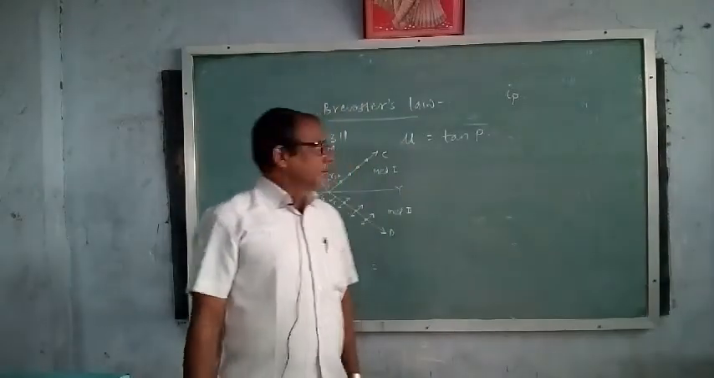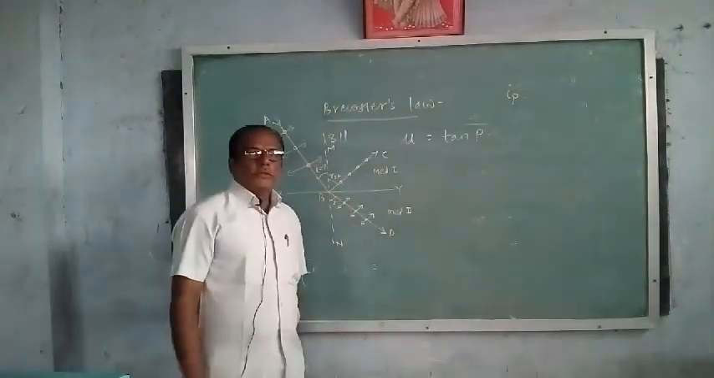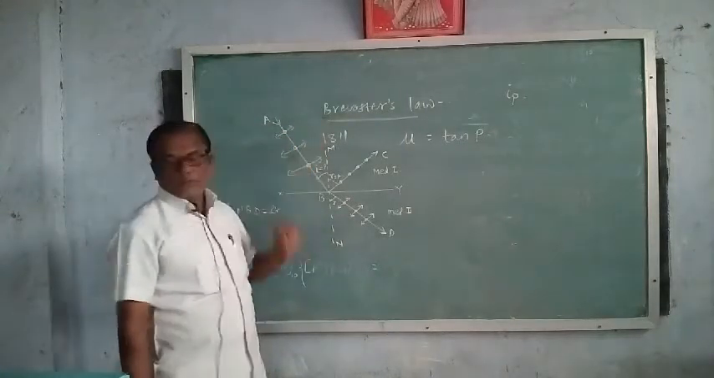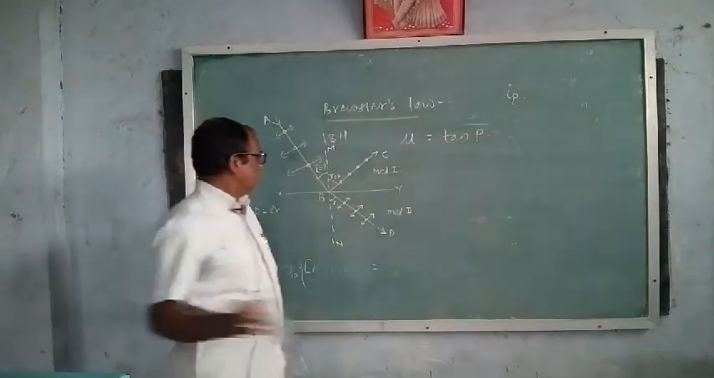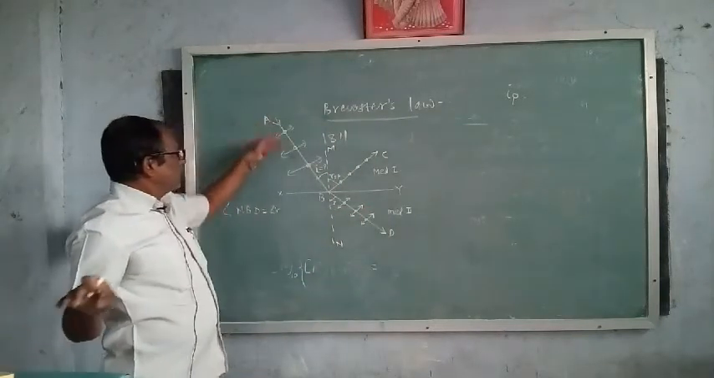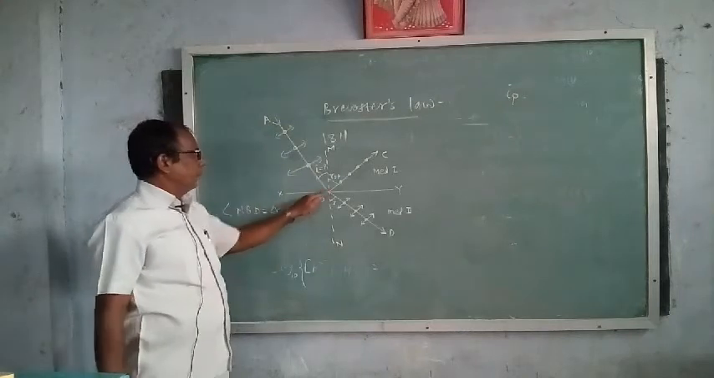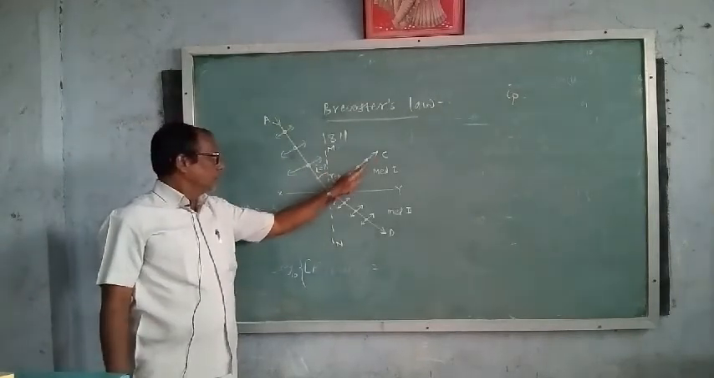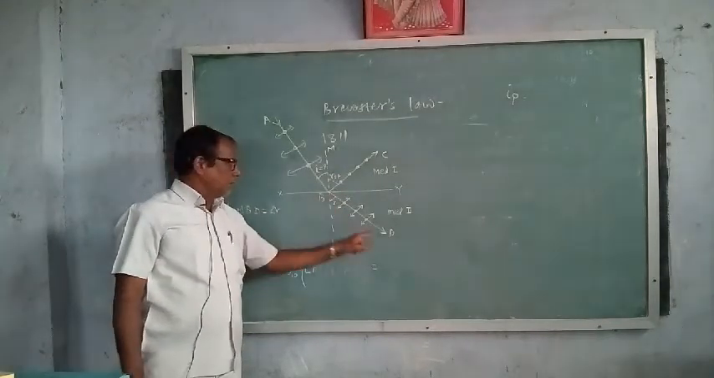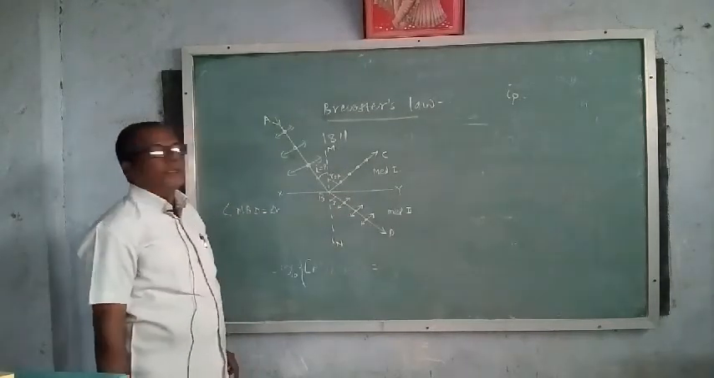So in the last lecture we have seen what is polarizing angle. Now we have to discuss the next part of Brewster's law. So this is the figure. This is incident ray AD, BC reflected ray. The symbol itself suggests that it is completely polarized, and this is refracted ray BD.